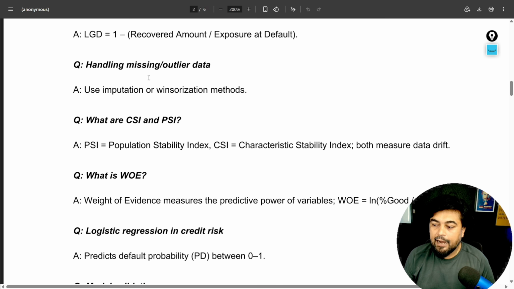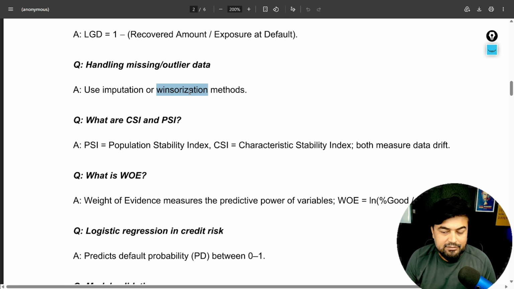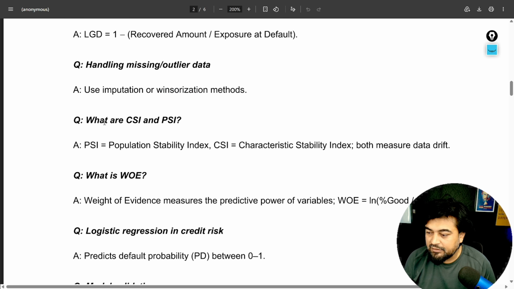Okay. Then handling missing values. We use imputation. It's the most common one. So imputation, you should focus on. Just don't use the Winsorization method. It's very much confusing. Then what is CSI and PSI?